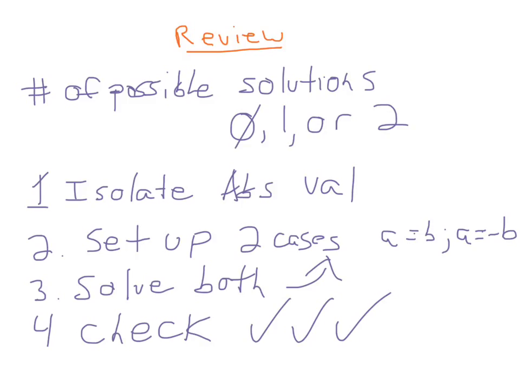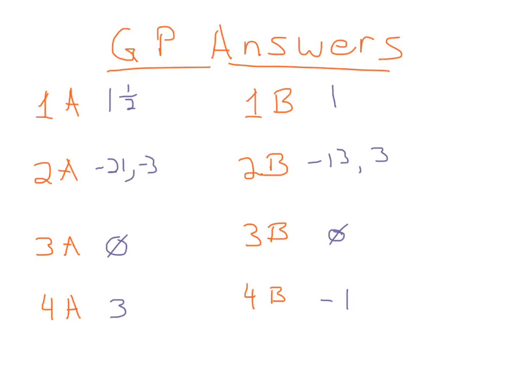On the next screen, we're going to see the answers to the guided practice. Guided practice answers are provided here for you. Again, for 3A and 3B, we knew that there would be no solutions. And again, that's all about getting to the point where you are confident to say that there are no solutions and understanding that an absolute value cannot be set equal to something that's negative. 2A and 2B each had 2 answers, and 4A and 4B each had a single answer. So remember to check your solutions.